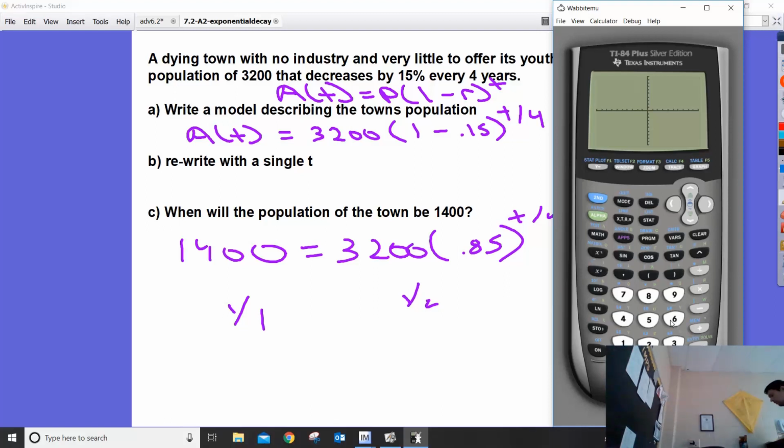How high are you going to want to look? At least 1,400, right? I'll look up to 1,600. 10 years isn't going to do it. I'm going to try 100. So I'm setting X max to 100, Y max to 1600. And what we're going to see is this thing's going to come in from up high.